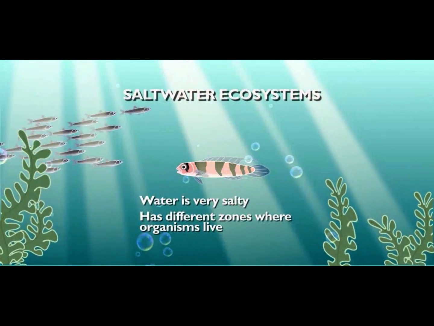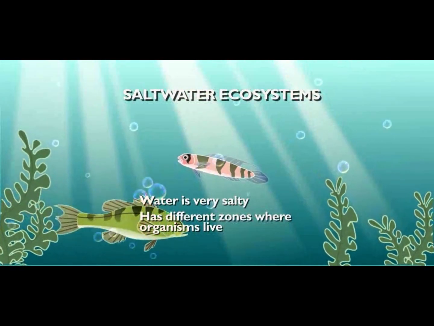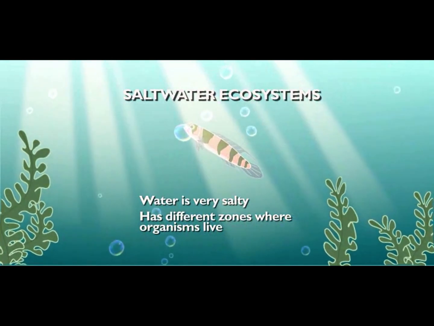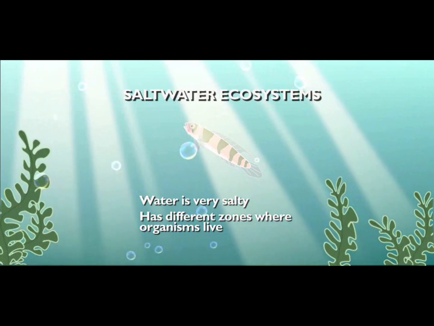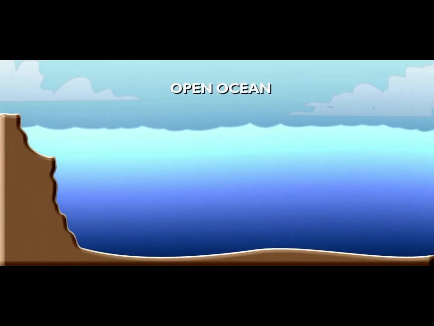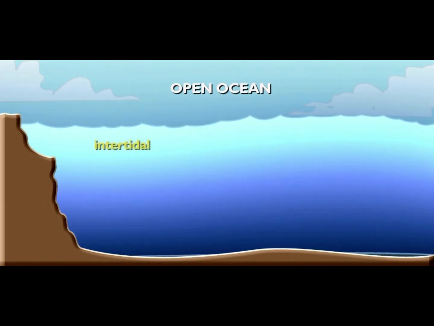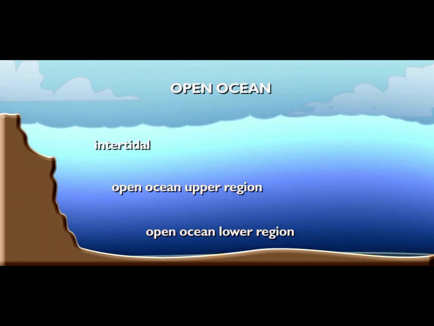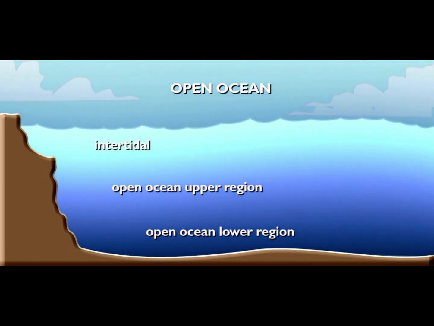Saltwater fish are a lot different than freshwater fish, and so is their saltwater ecosystem. It's very salty and has different habitats, or zones, where different organisms live. Like a deep end and a shallow end? Kinda. There are three habitats or zones: intertidal, open ocean upper region, and open ocean lower region. Different organisms live in these different zones.